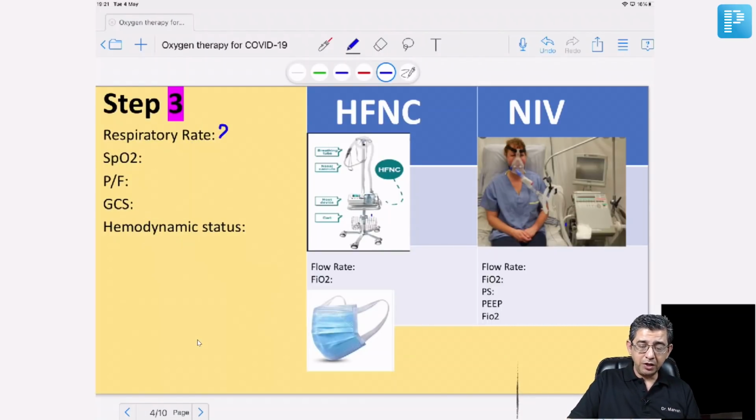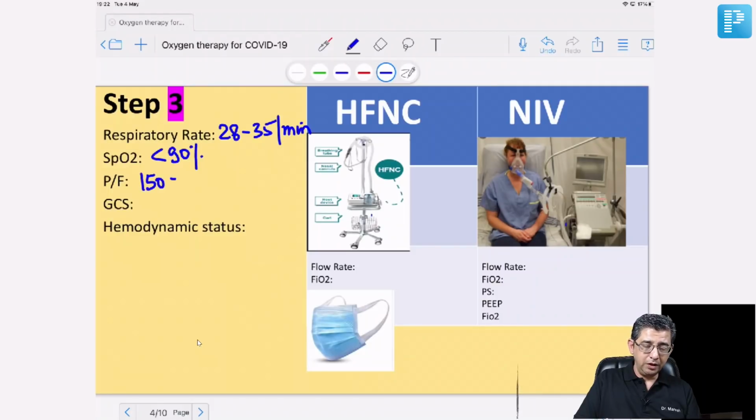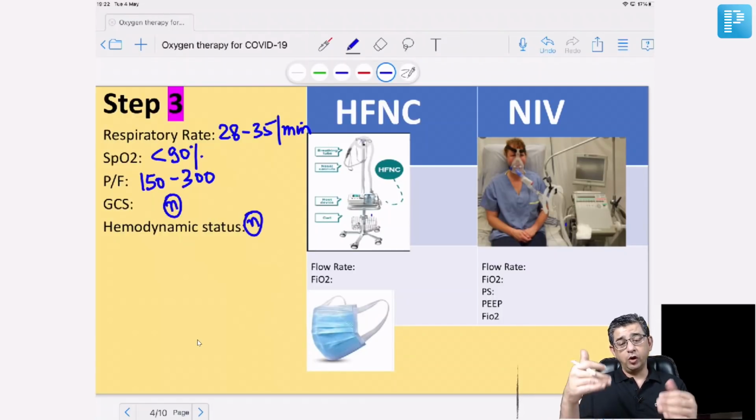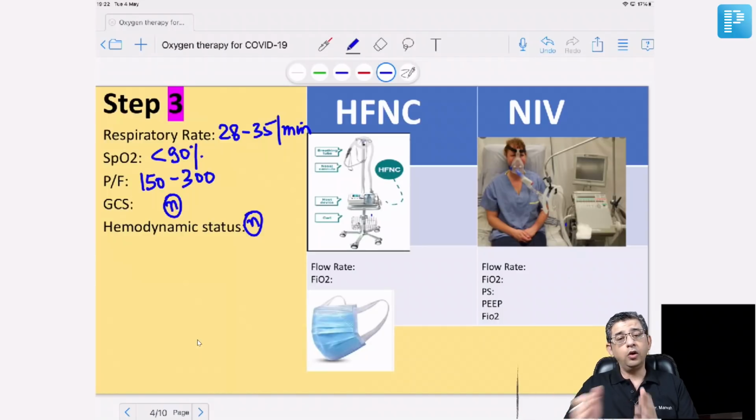Now, in case the same patient's respiratory rate is jumping up, and I said, don't be very rigid about the values of the respiratory rate. They can oscillate a bit, right? Or you can take an average. The point is, you have already used step 2 for the patient, but SpO2 is still less than 90%. The work of breathing of the patient has increased. The P by F ratio is obviously less than 300, something in the range of about 150 to 300. The patient is still able to respond to your commands. The BP is still being maintained, but because the work of breathing has increased, I move on from a non-rebreather mask to either a high flow nasal cannula or non-invasive ventilation.